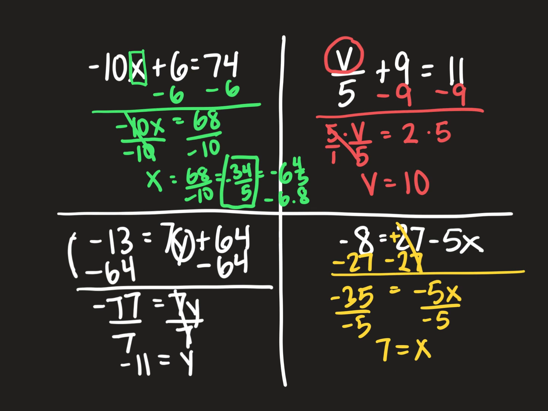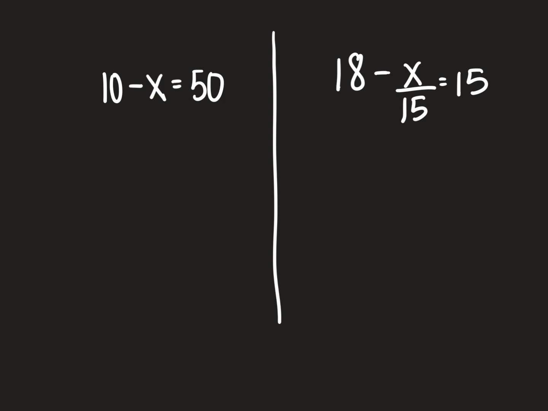Something I am not so good about showing is substituting back in to make sure the answer is correct. If x is 7, we have 27 minus 5 times 7, which is 35. 27 minus 35 is negative 8. A couple more problems here.